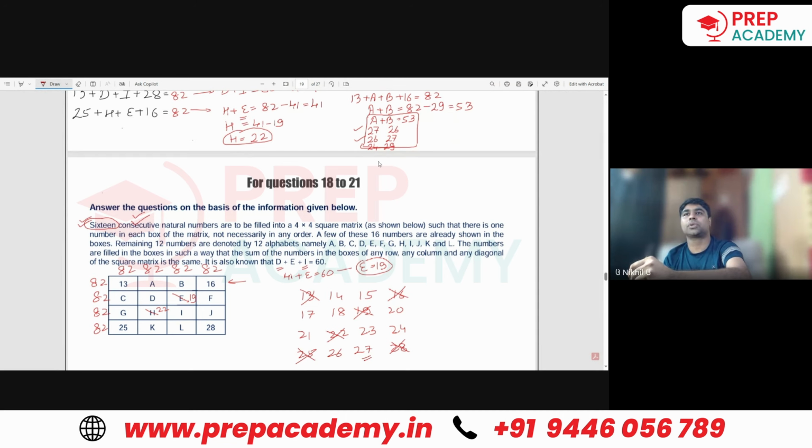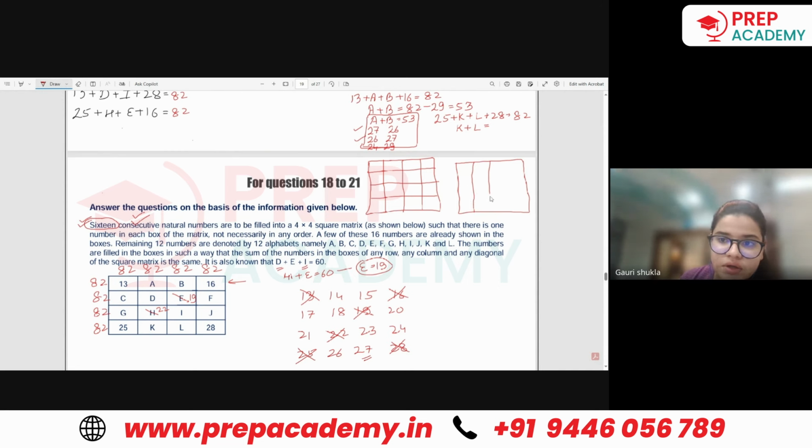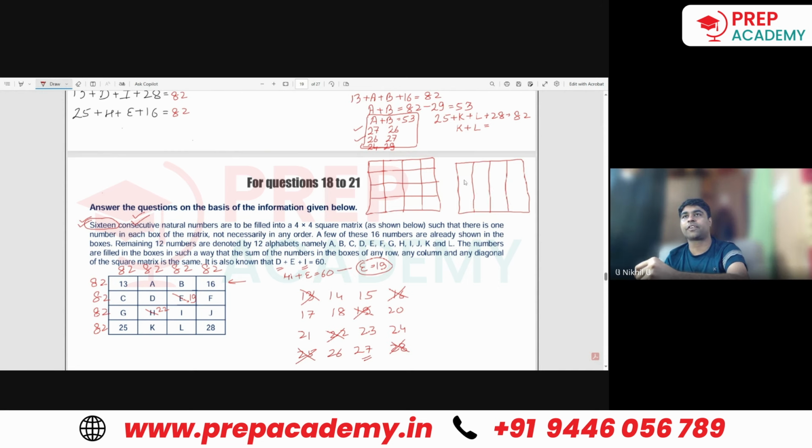Perfect. So I got a plus b as 53. Similarly, using this particular statement, 25 plus k plus l plus 28 is equal to 82. Can you tell me what are the possible values for k plus l? Please do it and let me know. 14 and 15. Very good. 14 and 15 would be the only two possible values.